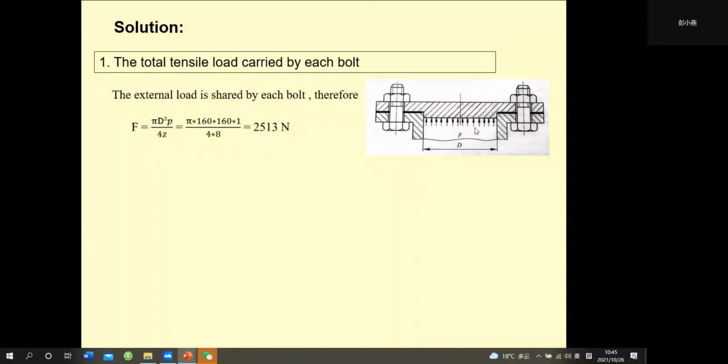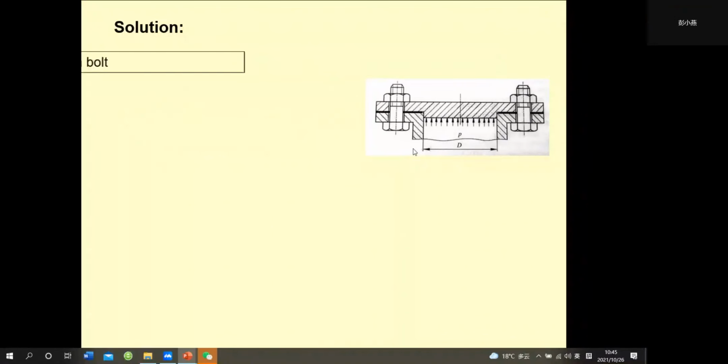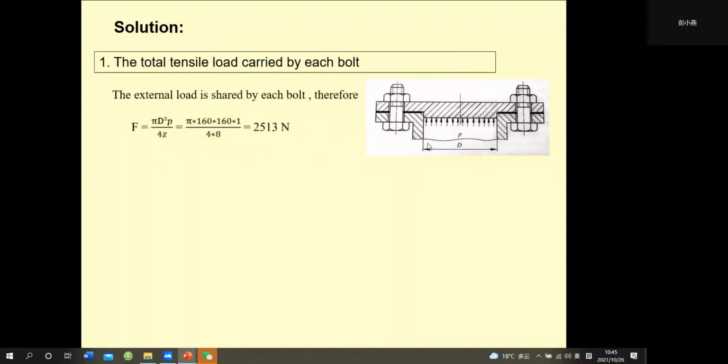This is the area of the cylinder. Use the Euler diameter. This is the Euler diameter of the cylinder, divided by Z, where Z is the number of the bolts.